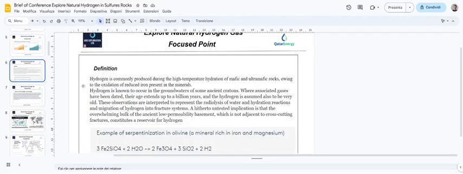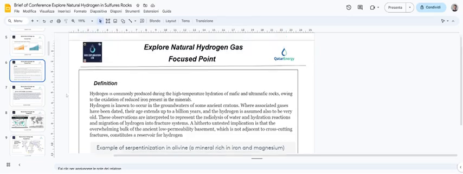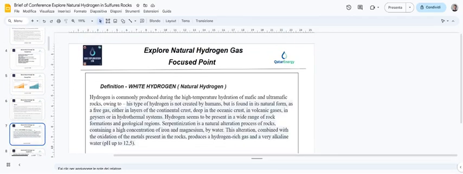So what is white hydrogen? White hydrogen is commonly produced during the high temperature hydration of mafic and ultramafic rocks. This type of hydrogen is not created by humans, but is found in its natural form as free gas, either in layers of continental crust, deep in the ocean crust, in volcanic gas, in geysers or hydrothermal systems. Hydrogen seems to be present in a wide range of rock formations and geological regions.